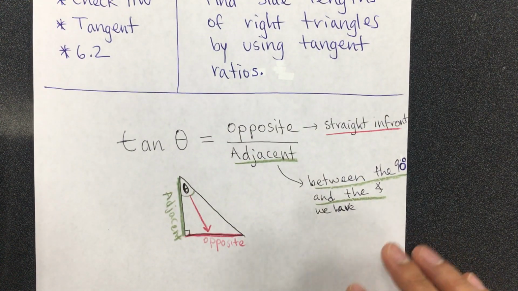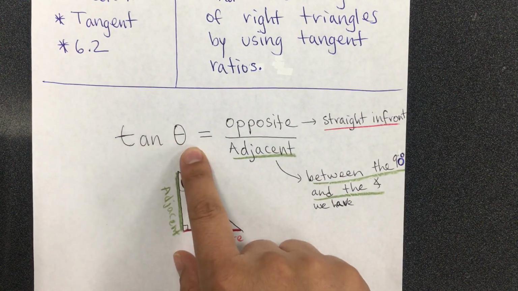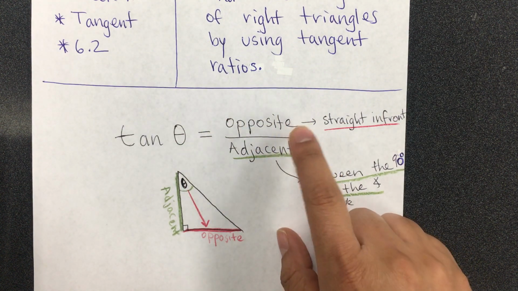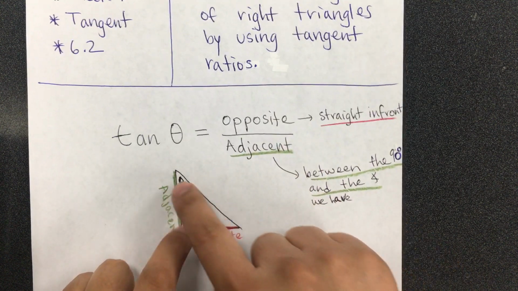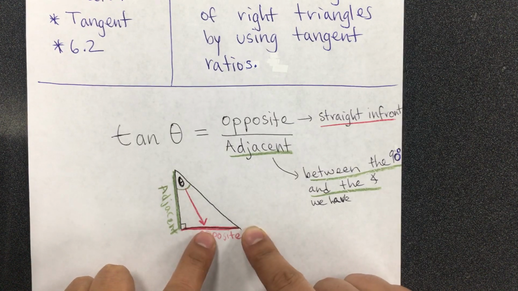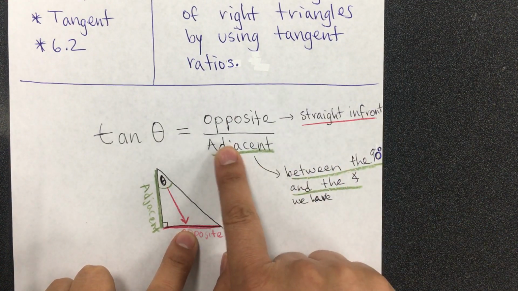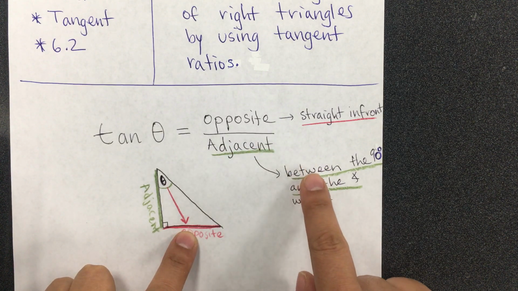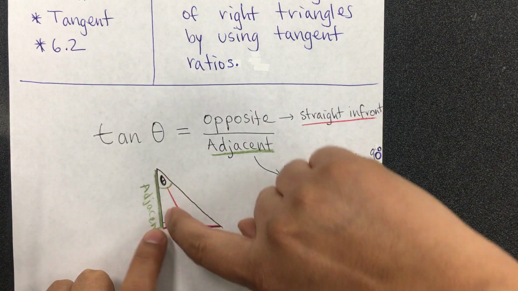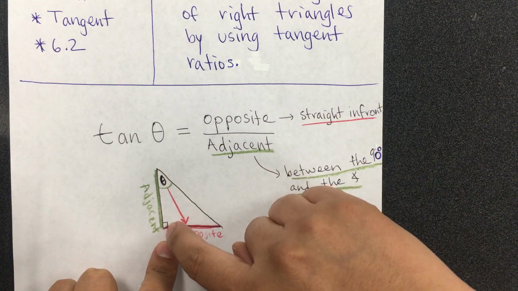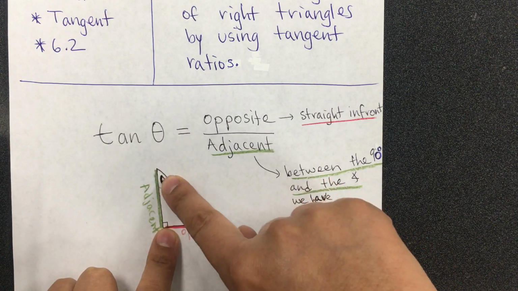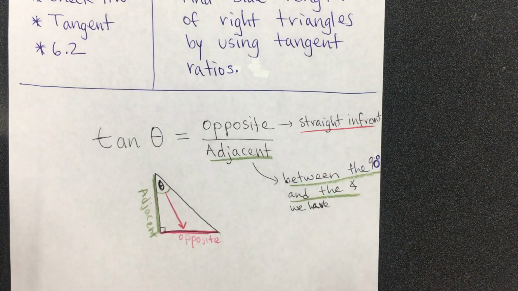And just to review, remember that tangent of theta is equal to opposite over adjacent. The opposite is always, if we're talking about this angle, straight across from it. That's the opposite, straight in front of it, okay? And adjacent is the side between the 90-degree angle, which is that little square, and the angle that we have as theta. That's the adjacent, okay?